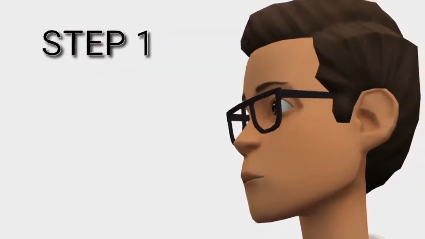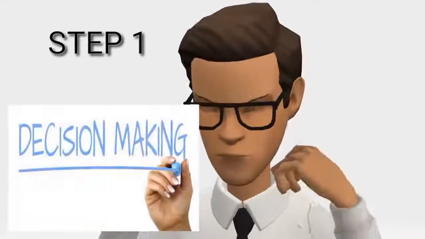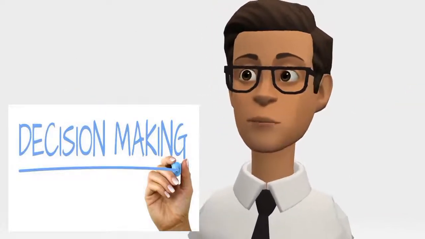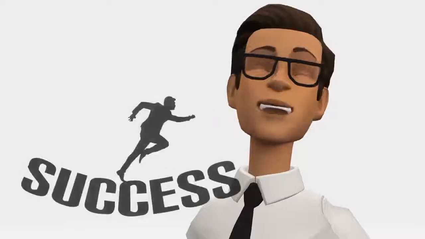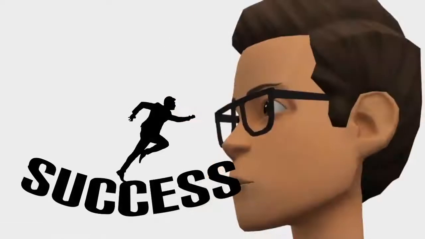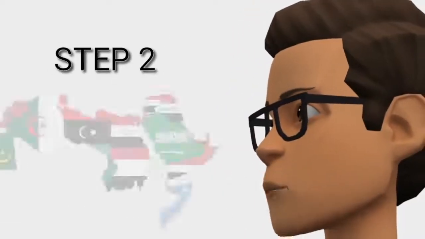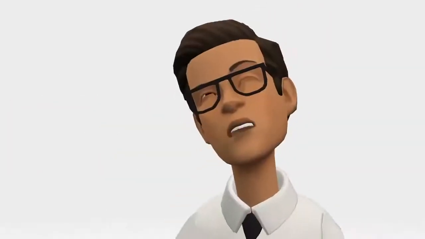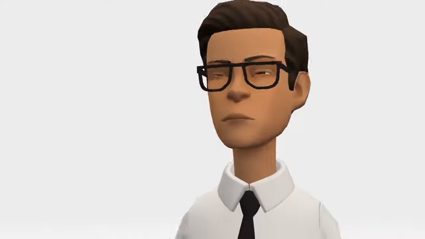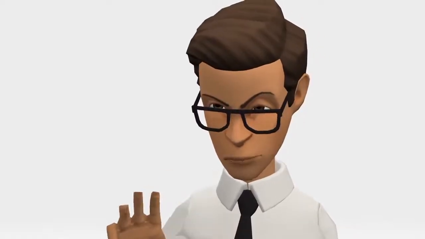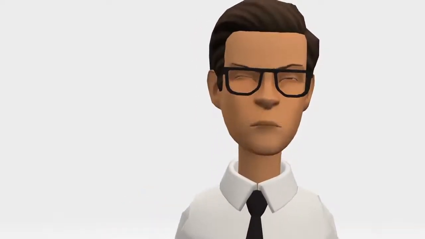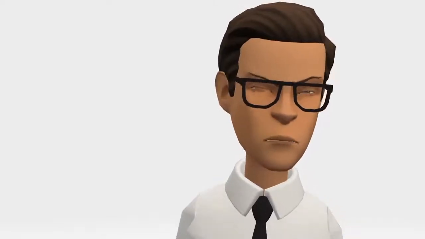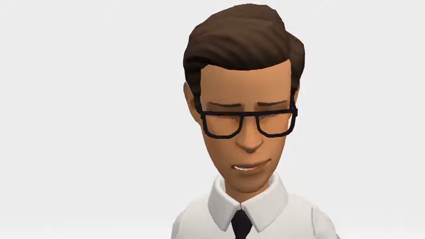Step 1. Take the decision. Taking the decision means that you intend to learn, that you are taking every reason to succeed. Step 2. Decide which form of Arabic you want to learn. There are many types of Arabic. It's the mother tongue and official language of nearly 30 countries in the Middle East and Northern Africa. There are different accents and pronunciations.